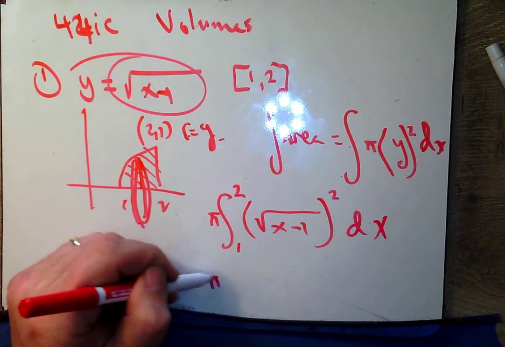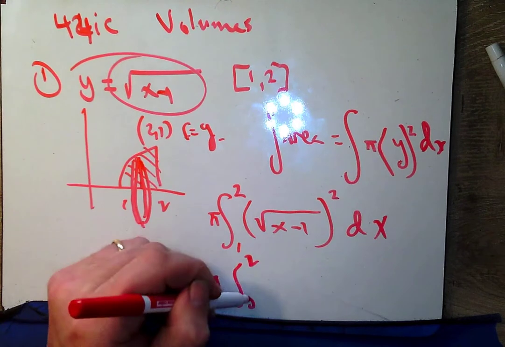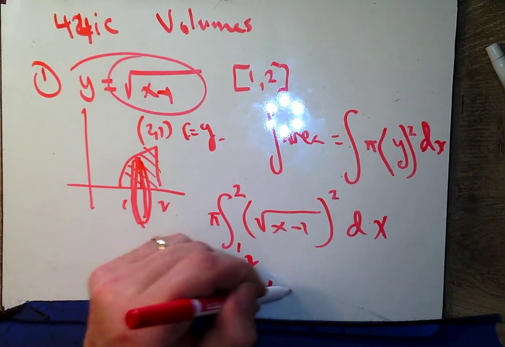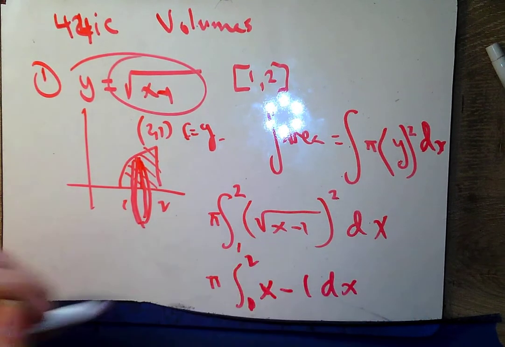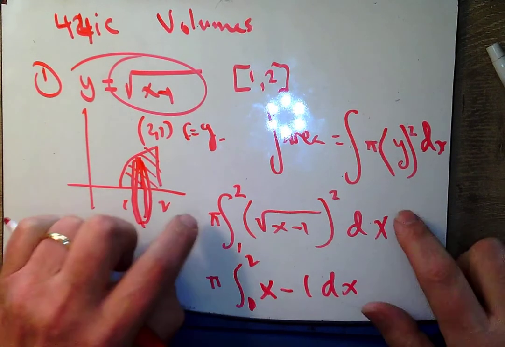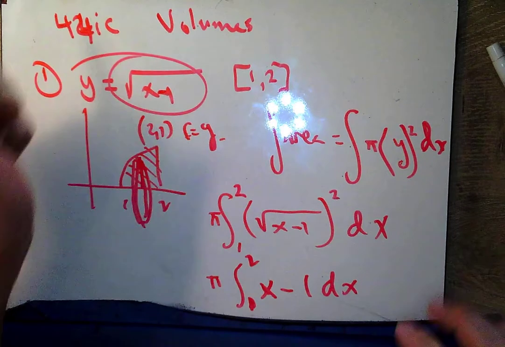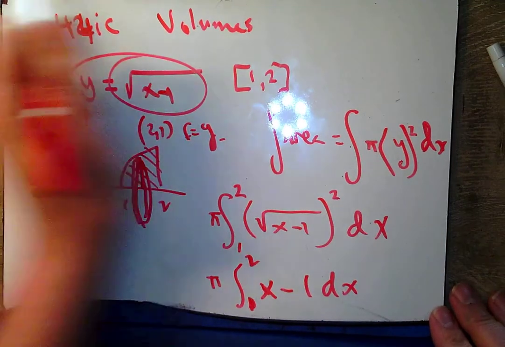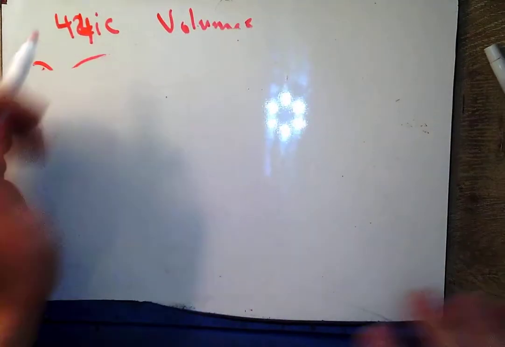And you could certainly write pi, 1 to 2, x minus 1 dx. But it does say just setup, and this would be a fine setup. Okay. Part B, same thing with shells.